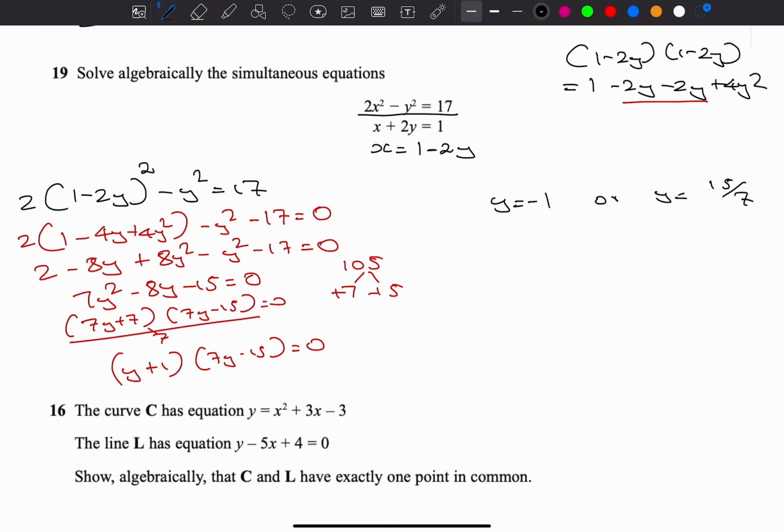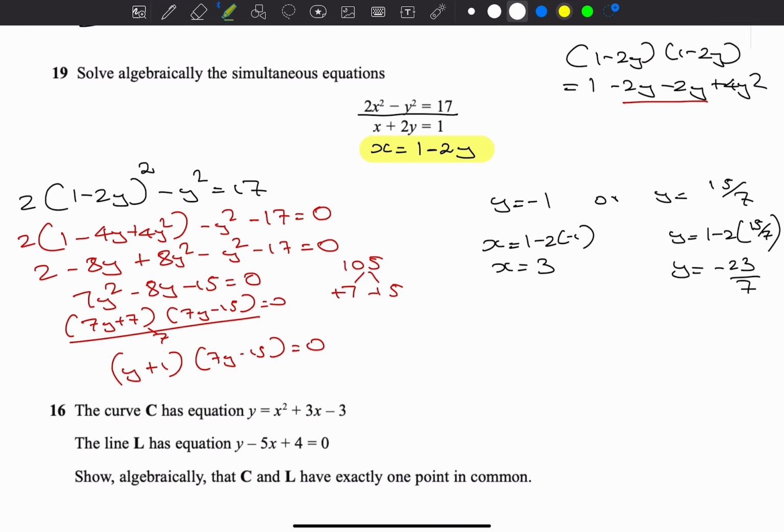Then you replug it into this equation, the one that you made the subject. x is equal to 1 minus 2 bracket minus 1. That makes it plus 2 in the middle, so 1 plus 2 is 3. y equals 1 minus 2 bracket 15 over 7. Just plug it into a calculator anyway, which gives minus 23 over 7. So this is a set of answers, and this is another set of answers that you do.